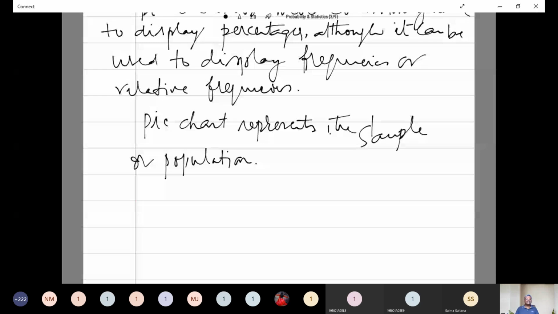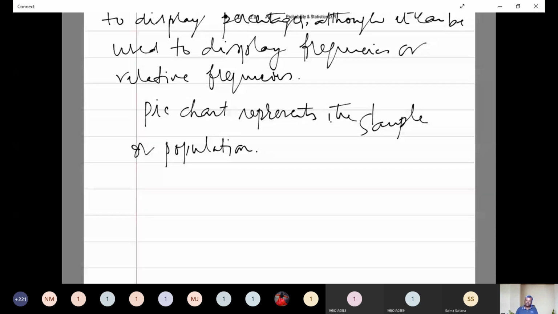Now, let us see some examples related to the bar graph and pie chart. Is it understood? Now, bar chart is rectangles. Pie chart is the total area lying in the form of a circle. Now, let us see the examples related to the pie chart and bar chart. Now, note down the problem.